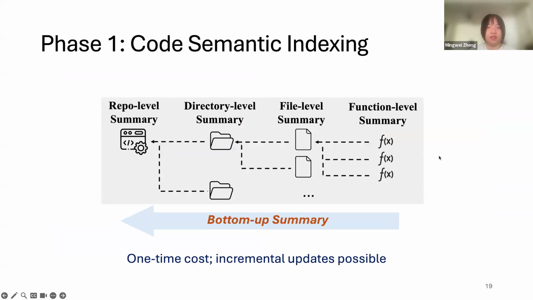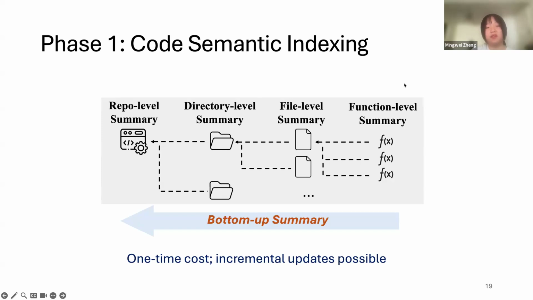By showing this example, we are able to come up with a design for functional bug detection. In phase 1, as we mentioned in the example, we do the code semantic indexing. Here we build a hierarchical semantic index of the entire code base. We start from the function level, where each function gets a semantic summary. We prompt large models with the function definitions and ask the language model to return a summary for this function.